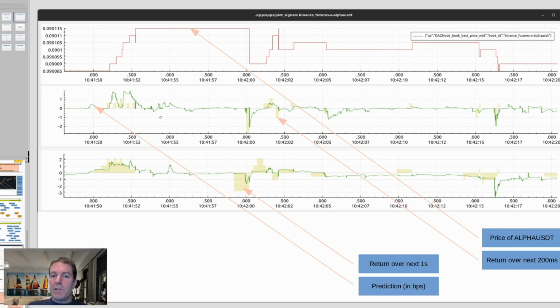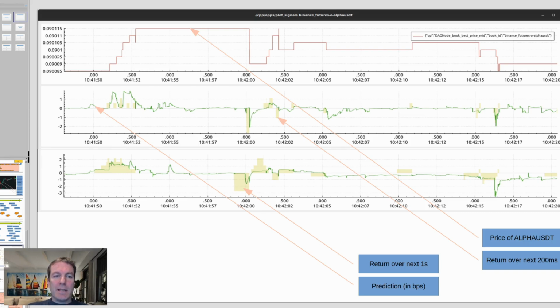Anyway, the top chart here is the price evolution of ALPHA USDT trading on Binance futures at roughly 10:40 in the morning, and we have a trajectory here of about 30 seconds. This particular coin is trading for just around 9 cents. You can see the granularity on some of these exchanges can be like 6 decimal places. And that's going to be important. That's why we use basis points, because when price is only changing in the 5th or 6th decimal place, percentage returns are not that meaningful. We're really down to basis point returns here.